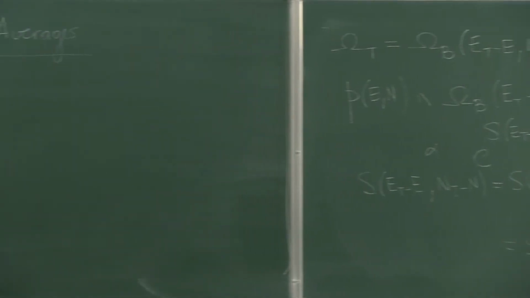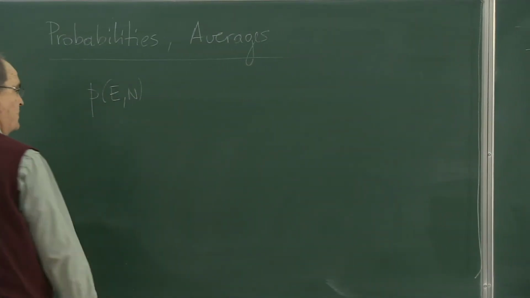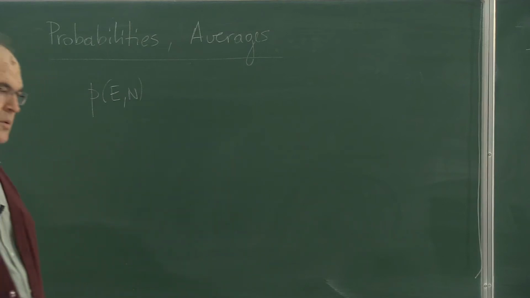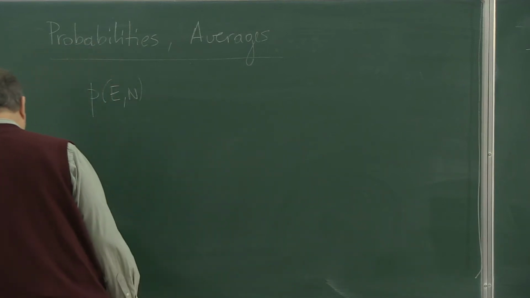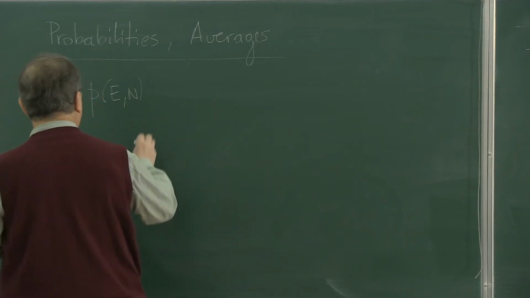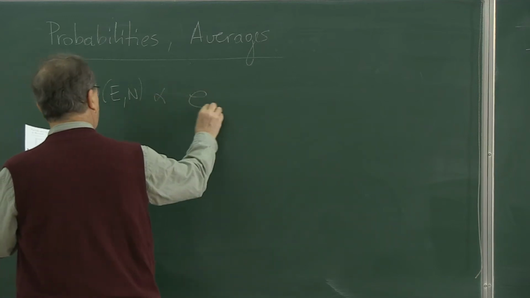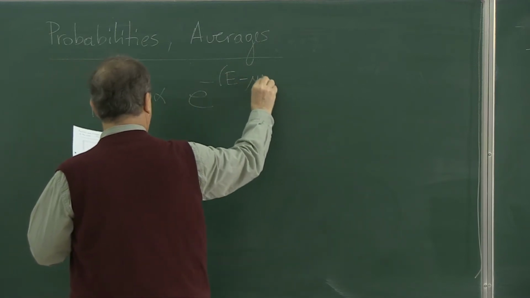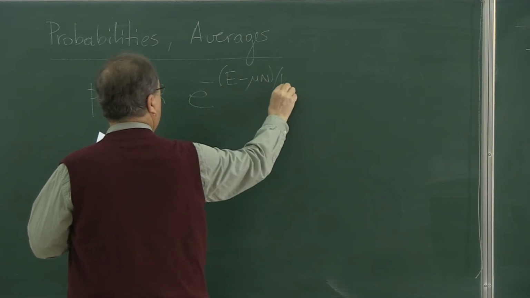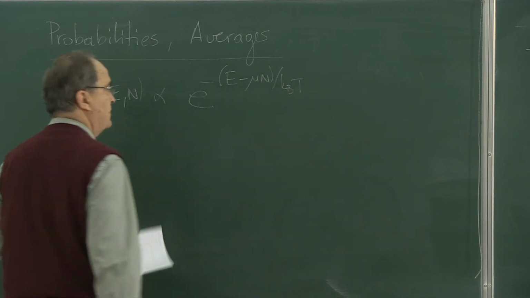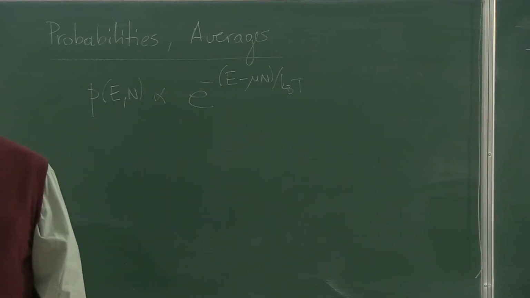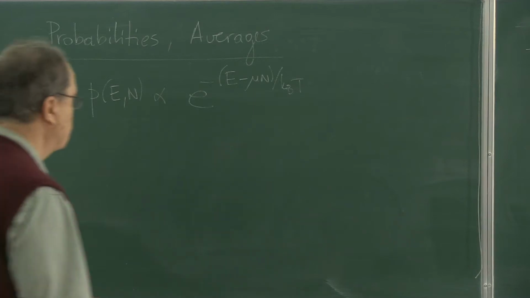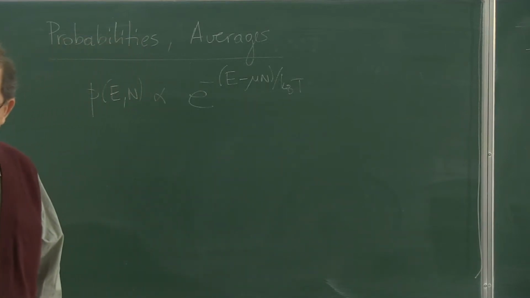Probability of finding our system with energy E and number of particles in it equal to N. I have to specify these quantities, of course. It's proportional to exponential of minus (E minus mu N) over kBT. Have you seen this factor before? Yes, of course. This is known as the Gibbs factor.